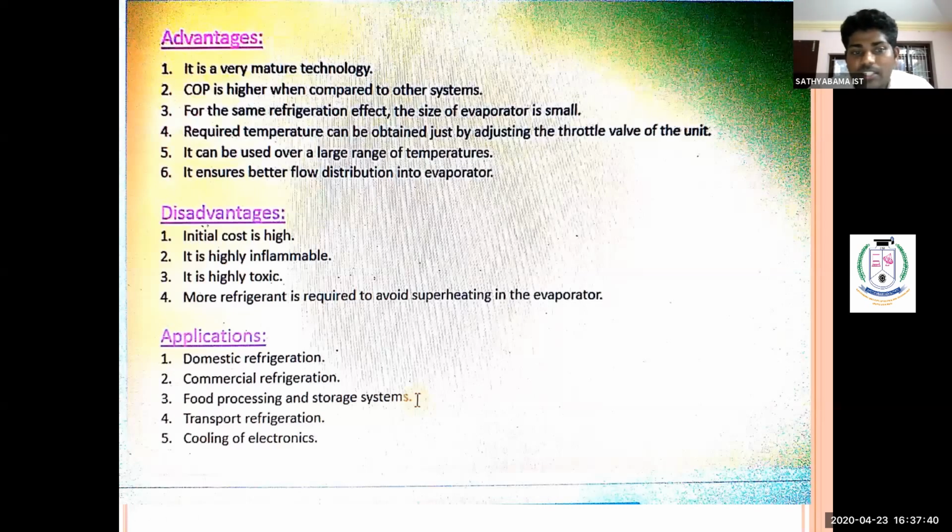Applications: domestic refrigeration, commercial refrigeration, and food processing and storage systems. Food processing and storage systems also use this. Cooling of electronics: for cooling electronic things also we use this refrigeration system.